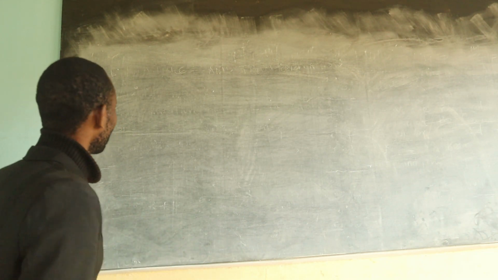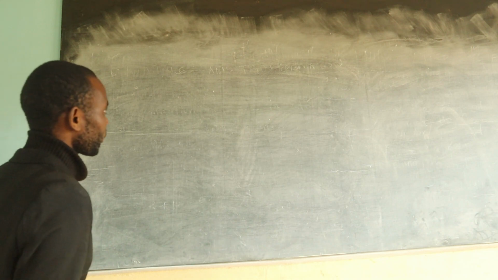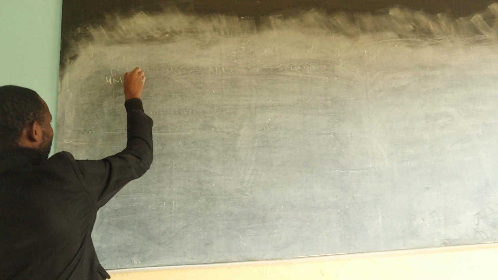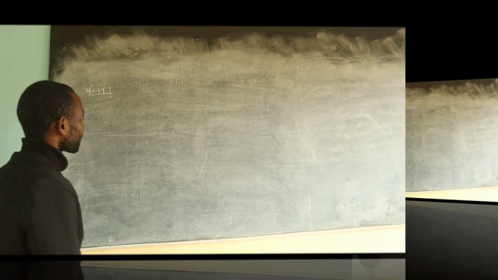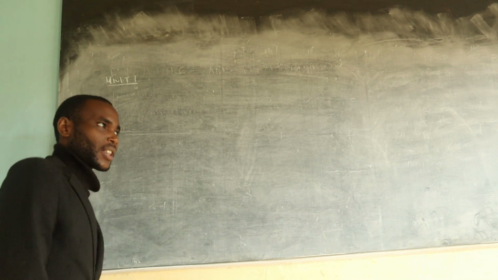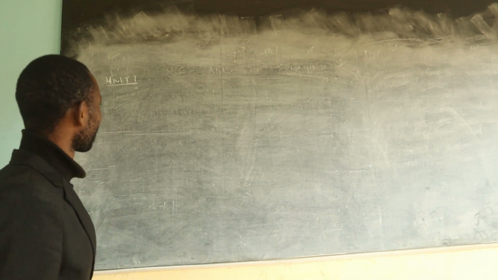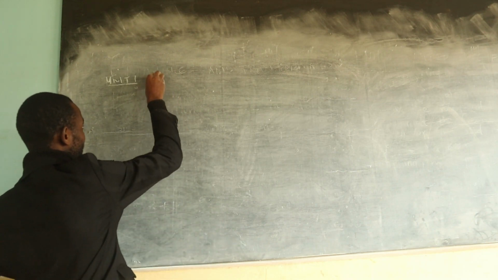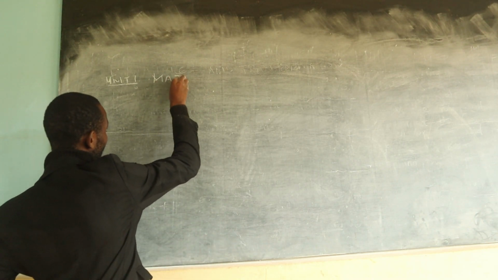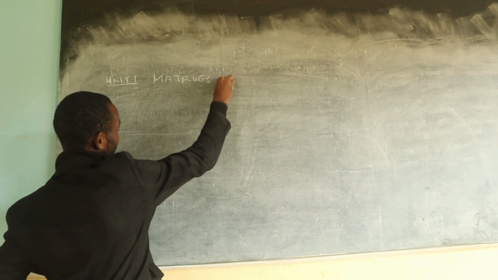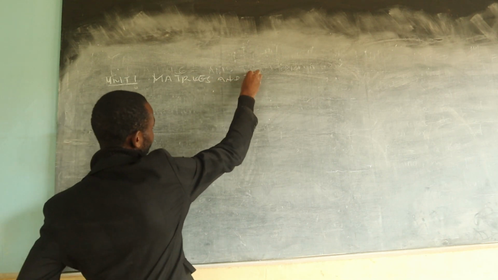So we are dealing with Unit 1. I'm going to deal with Unit 1 in Book 4. This is just for the new. So this is Unit 1, Book 4, which deals with matrices and transformation.